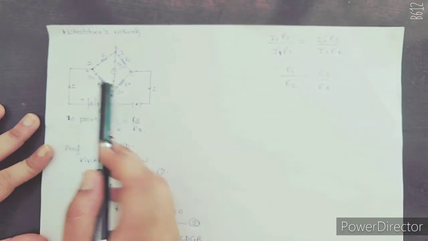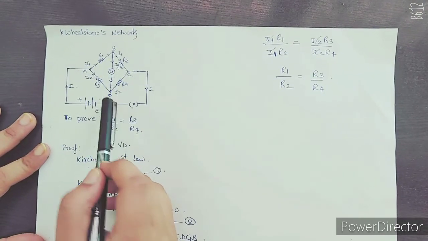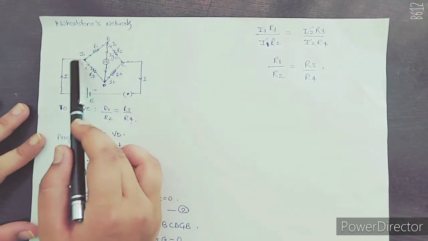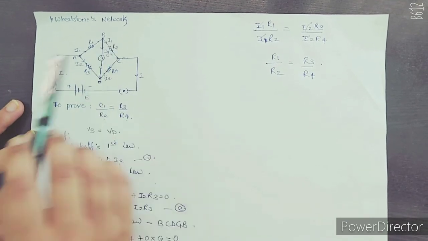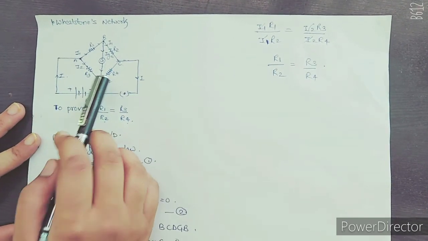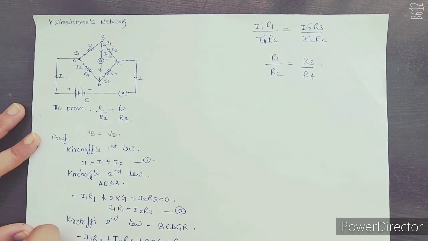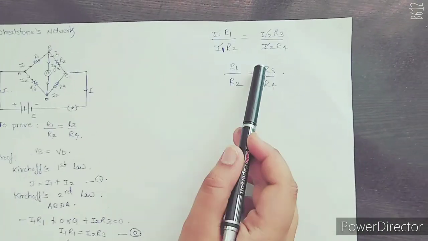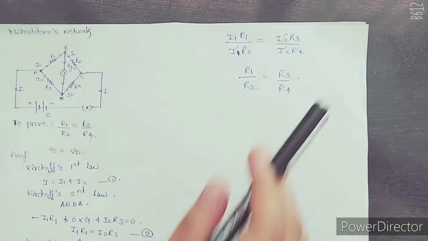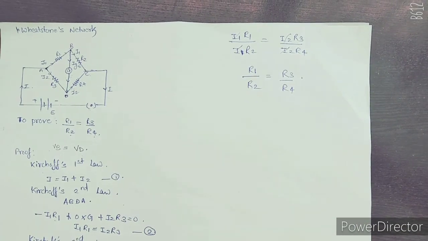Now arms AC and BD are also known as conjugate arms, as if we interchange their positions, the galvanometer will not show any deflection. So all this is based on the null deflection point concept. And if three of the resistances are known, we can easily find the resistance of the fourth resistor.